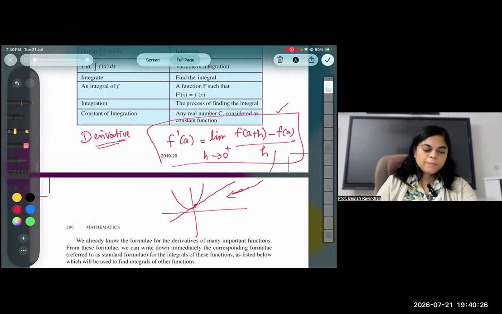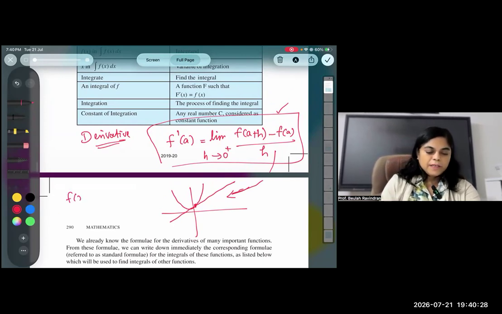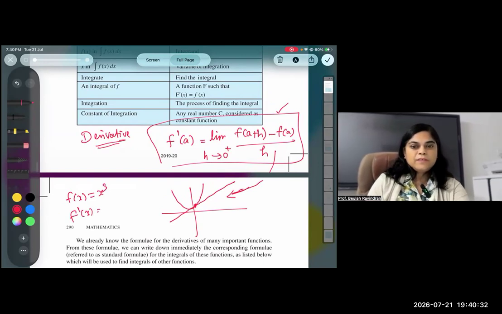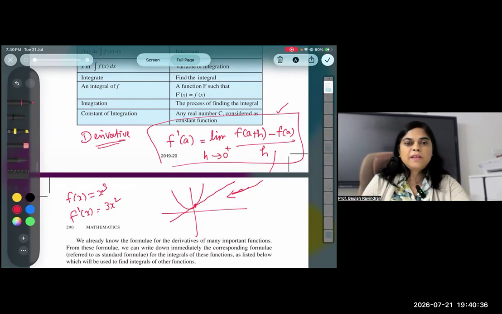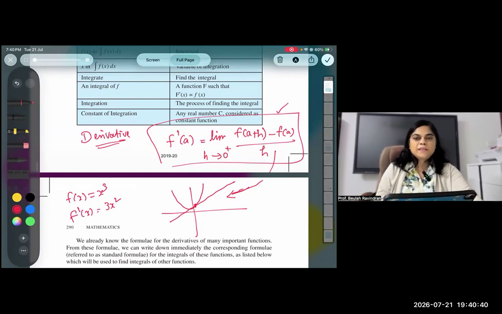And suppose, for example, f of x is x cube. What is f prime of x? You know the methods: 3x square, right? So the derivative of x cube is 3x square. Clear? Okay.